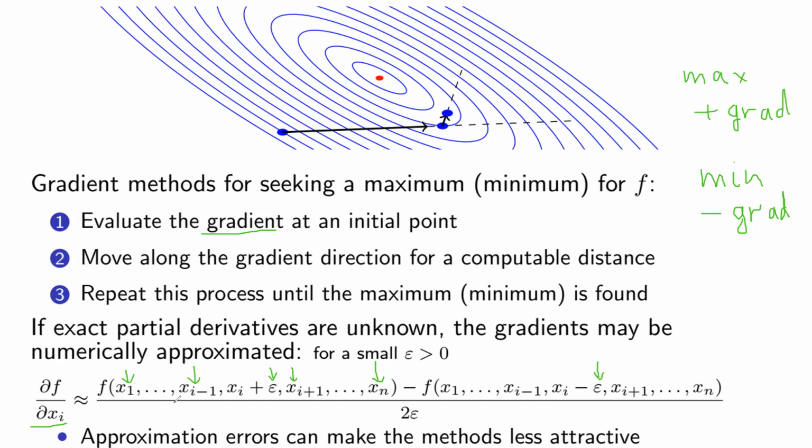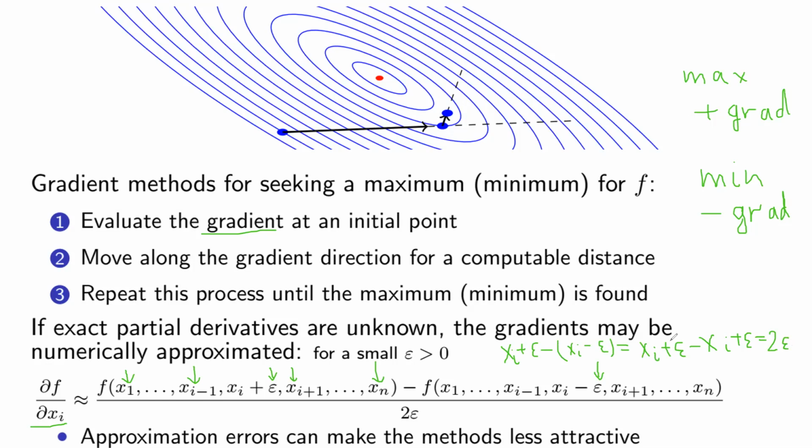So we calculate the function forward and backward from our point x. And then we divide by 2 epsilon. Why do we divide by 2 epsilon? Because the difference between xi plus epsilon and xi minus epsilon is just 2 epsilon. So we divide by this distance.